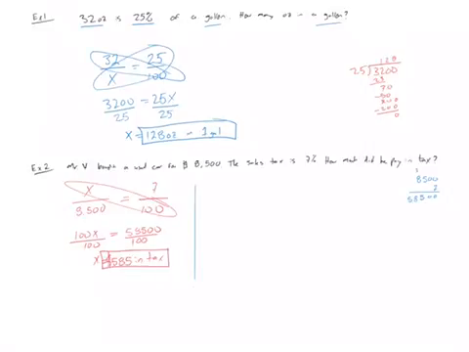An alternate way to have solved this is to just multiply the decimal 0.07 times 8,500, and that would have given you that x. So that would have come out to be the same amount. Either way would have been a fine way to solve that.